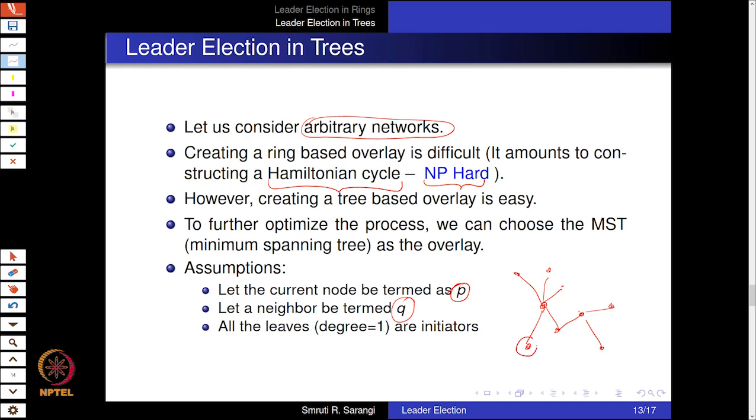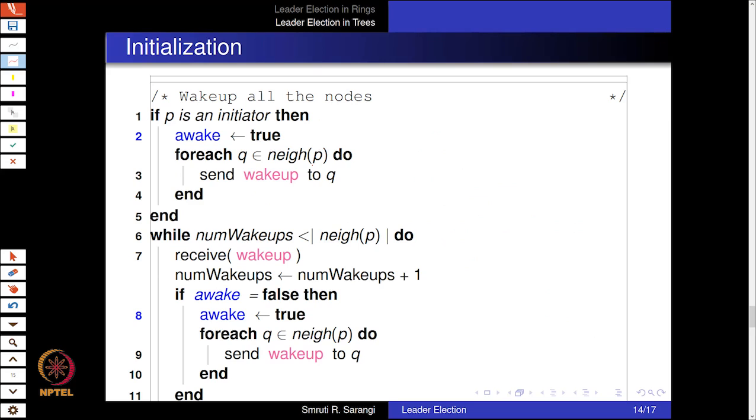All the leaves, with degree equal to 1, let these be the initiators. Once a spanning tree has been created, every node knows whether it's a leaf or not, so it also knows whether it's an initiator or not. Given that every leaf is an initiator, this is what we do. If node P is an initiator, we set its internal awake variable to true, which means that node P is now awake. If this is a leaf and the leaf is an initiator, for each of its neighbors, though it will have a single neighbor since it's a leaf, it will send a wake up message to Q.